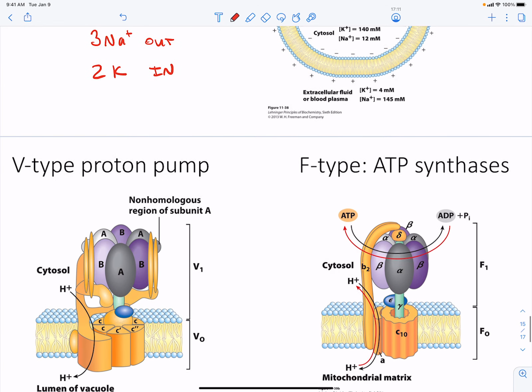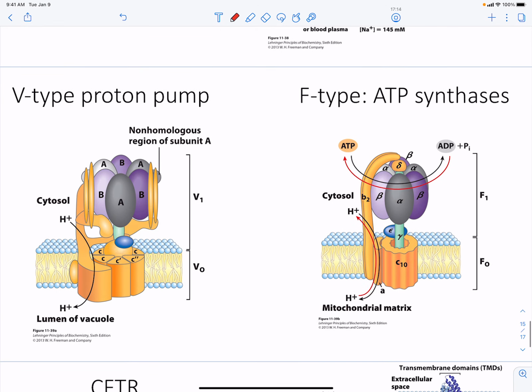Now there are 2 other types; those were the P types. There's also the V for vesicle type, and the F type, which is very specific to bacteria, and for us it's our ATP synthase. The V type is going to acidify an intracellular compartment, for example, our lysosomes.